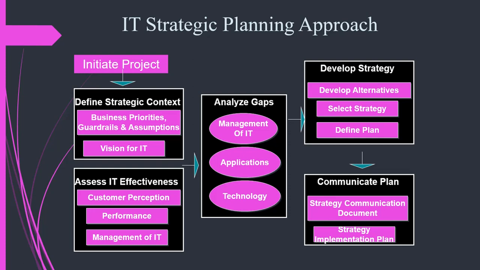After you develop the plan, you then communicate the strategy through a strategy communication document that you create, or an IT strategic plan that you create, and then you also come up with a plan on how you're going to implement the strategy. So this process is one of many processes. So this one basically looks at how you initiate the process of coming up with an IT strategy. You look at your strategy context and your IT effectiveness. Based on those two, you look at the gaps that exist between where you are and where you want to go, and then you develop various strategies. After which you choose the best strategy, then you define your plan and you communicate and implement the plan.